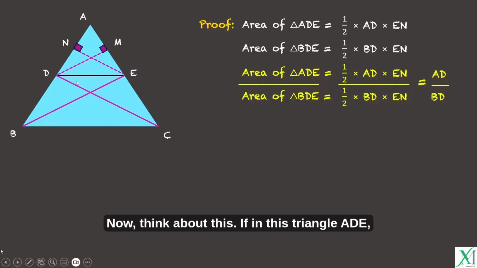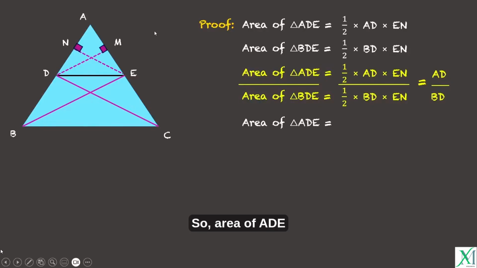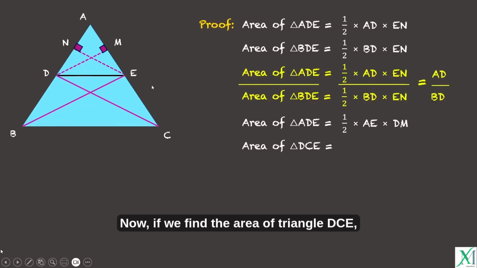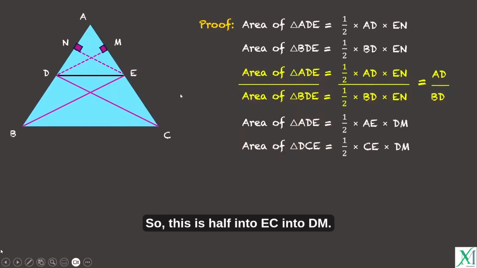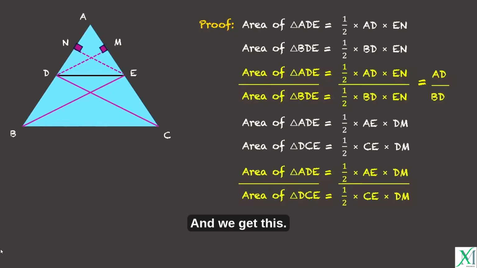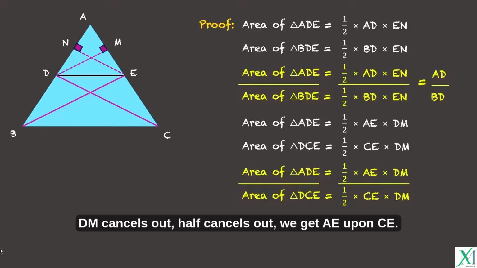Now think about this. In this triangle ADE, if we take AE as the base, then the height is DM. So area of ADE can also be given by half into AE into DM. That's the base and that's the height. Now if we find the area of triangle DCE, EC is the base, its height lies outside, the altitude lies outside, which is DM. So this is half into EC into DM. Once again, we'll divide these two equations and we get this. DM cancels out, half cancels out, we get AE upon CE.